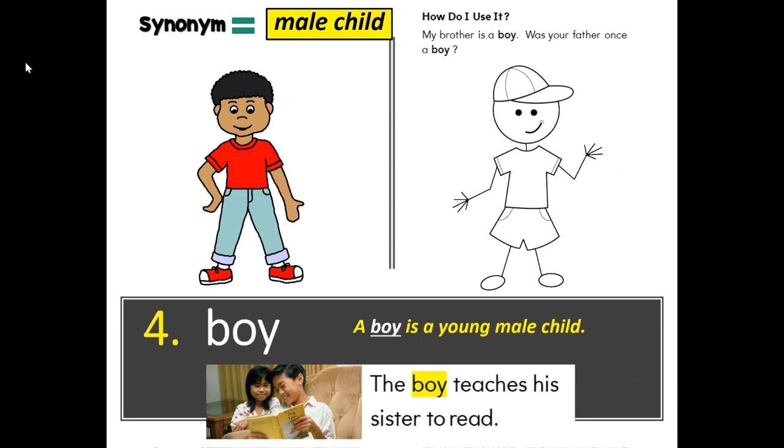How do I use it? My brother is a boy. Was your father once a boy? You could also say, my brother is a male child. Was your father once a male child? So once again, boy, B-O-Y. A boy is a young male child.